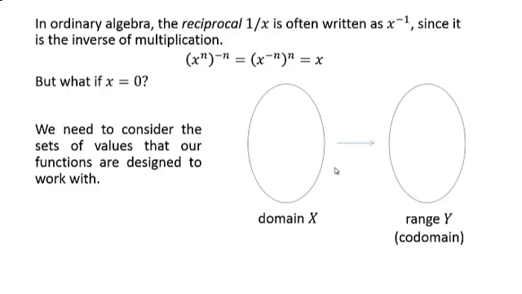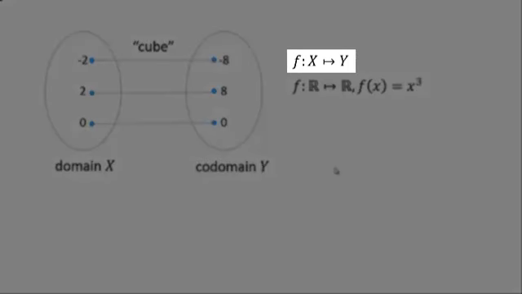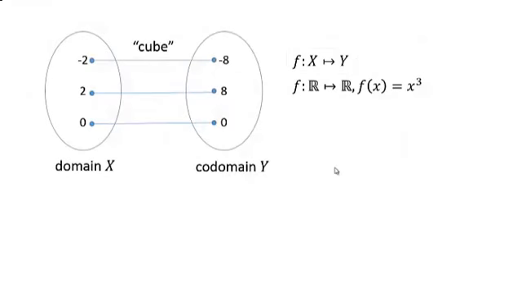We need to consider the sets of inputs and outputs that our functions are designed to work with. The set of inputs is called the domain, and the set of outputs is called the range or the codomain. A function is a mapping between the domain and the codomain. In mathematical notation, we write that f defines a mapping from set x to set y. For instance, in the case of the cube function, we may take x and y to be the set of all real numbers.